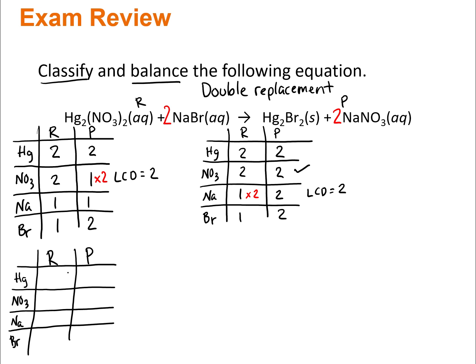So on the reactant side, we've still got the same number of mercuries and nitrates, but we've now got 2 each of sodium and bromine. The product side, we haven't changed at all. Now we're balanced. So the coefficients should be 1, 2, 1, 2.